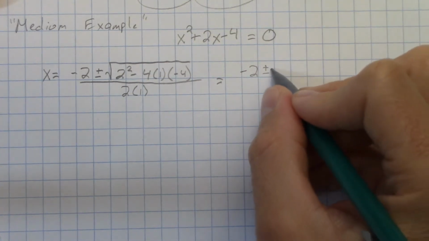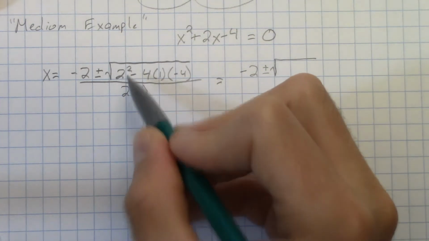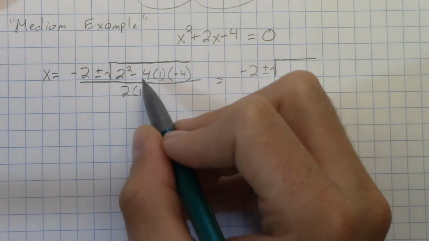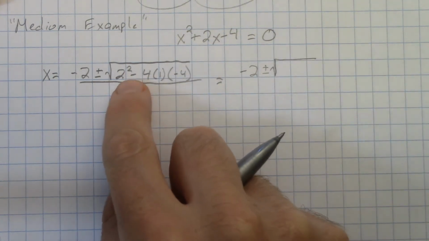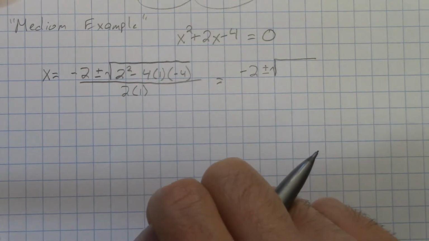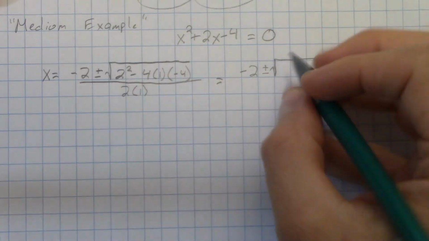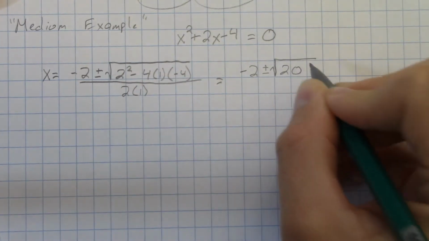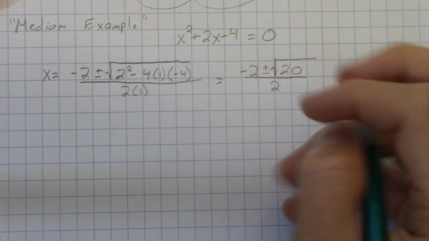And I said this in the last video, but I'm going to deal with whatever's under the square root altogether. So that's 2 squared, which is 4, minus 4 times 1 times -4. 4 times 1 is 4, times -4 is -16. So that's going to be 4 minus -16, which is 4 plus 16, which is 20. All of that over 2 times 1, which is 2. All right, so let's keep going.